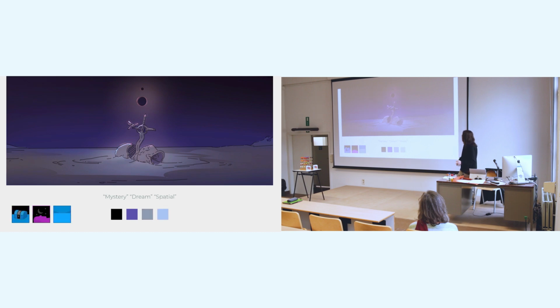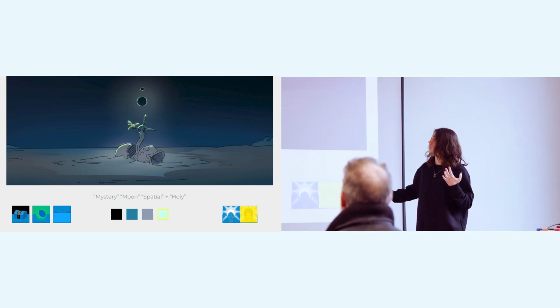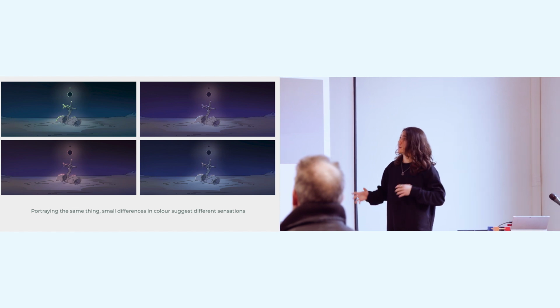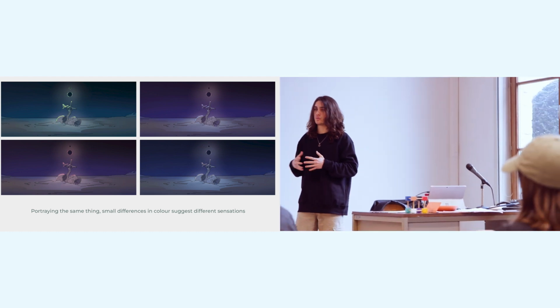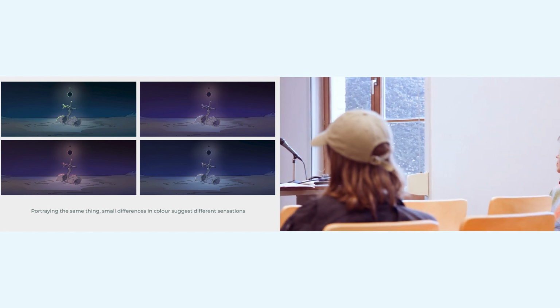And if we, for example, want to change some of the words and put some spatial, some mystery, the colors change as well, while keeping a bit of the mood. And if we were to change to green for the moon, for example, which applies to green over blue, we have a whole different ambience. And the same is if we want to apply maybe a new concept like holy that has a bit of yellow, so it adds a bit of yellow to the trees. So what we can see is that portraying the same thing, the same setting, depending on what different tints of color we use and what different concepts we apply, we get different sensations and different ideas that we can represent.